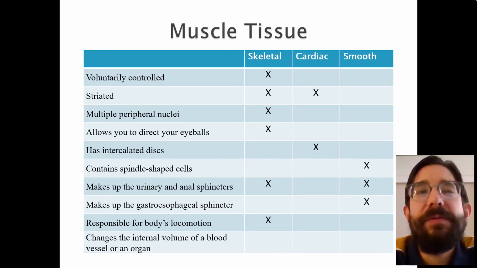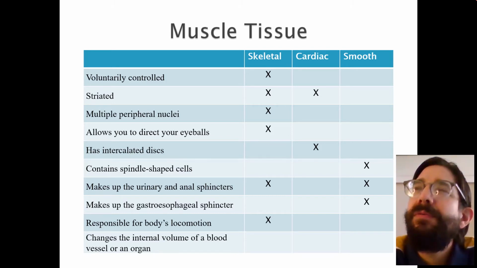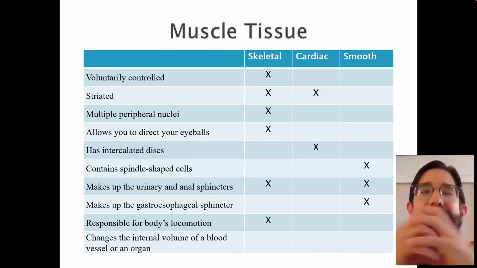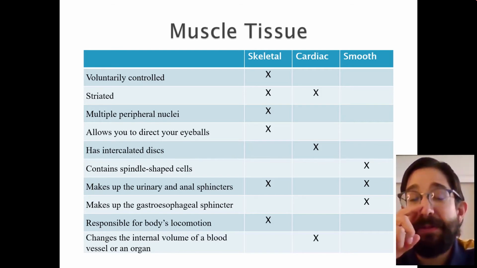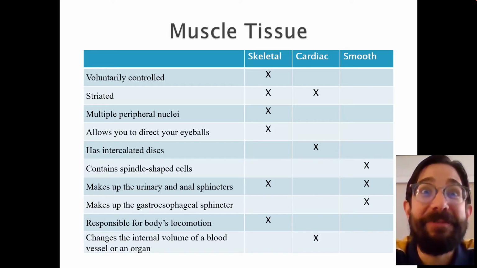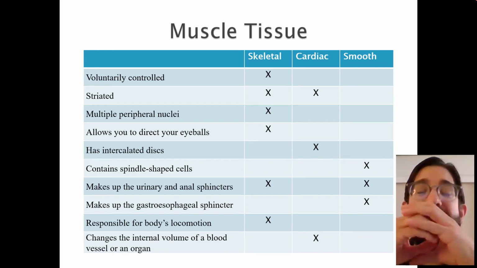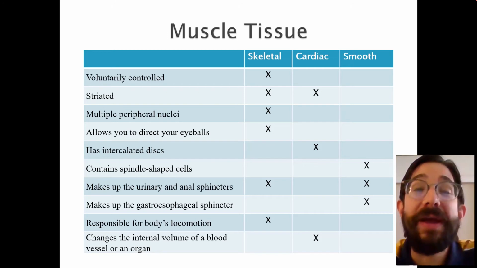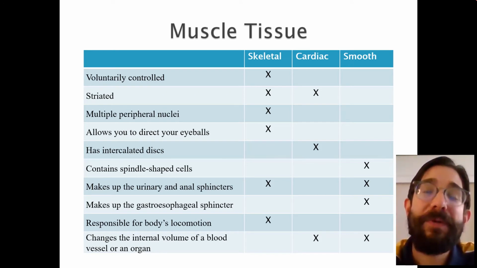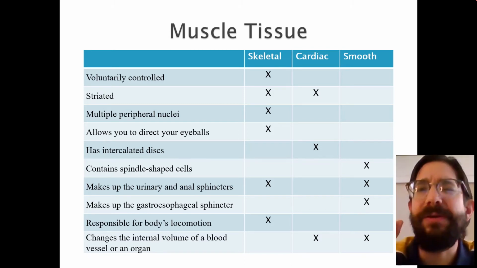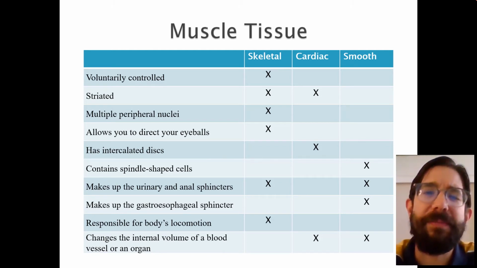Changes the internal volume of a blood vessel or an organ. Well, I know when the heart beats, it gets bigger and smaller. So this must be cardiac muscle, right? You're half right. What about changing the internal volume of a blood vessel? Blood vessels can dilate and blood vessels can constrict. So too can your airway. So actually this is both cardiac muscle and smooth muscle. That was just a fun way to revisit some of the topics we talked about with muscle tissue.